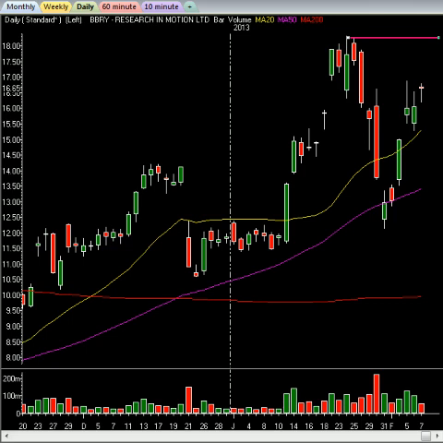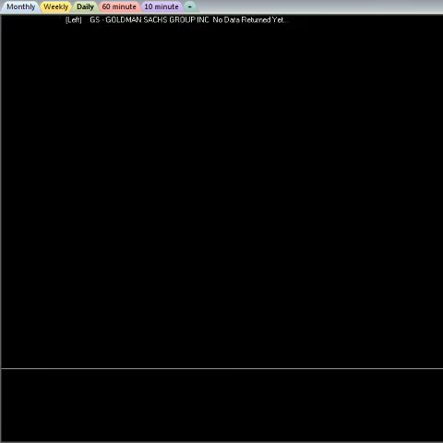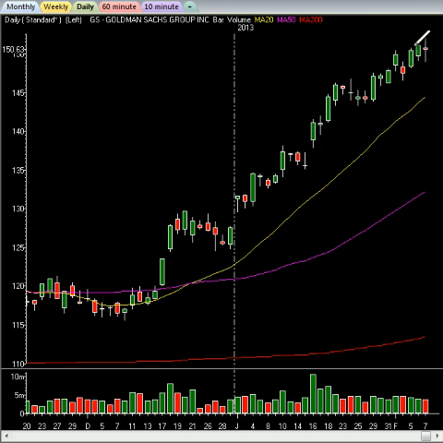Okay? Goldman Sachs, which has been a monster to the upside. If you look at the daily chart, look at this run it's had in January. But again, it is stalling out today. May have put in a short-term top with a doji here. We'll be looking at the end of the day action to determine this.